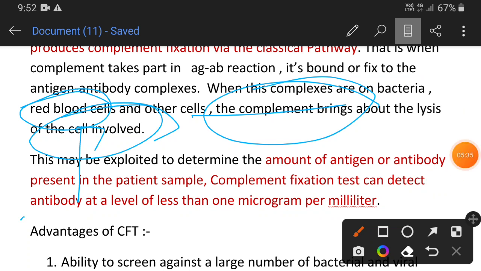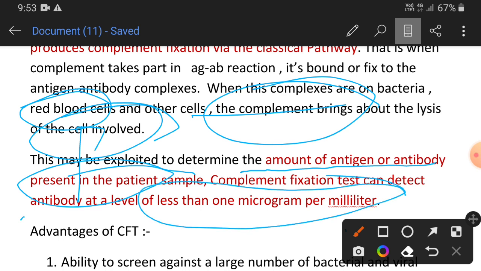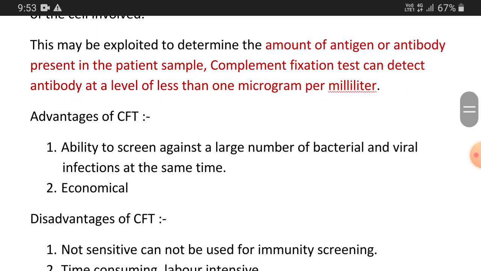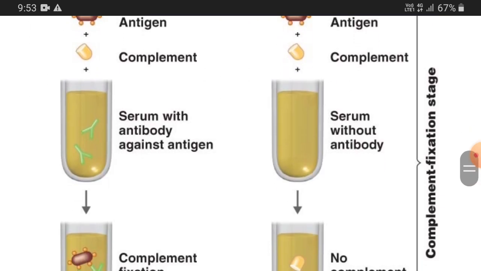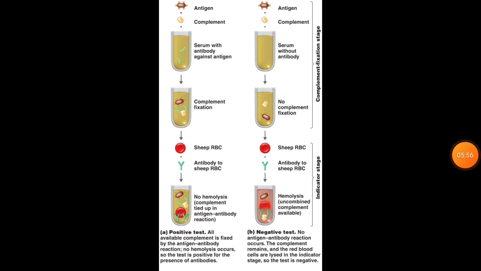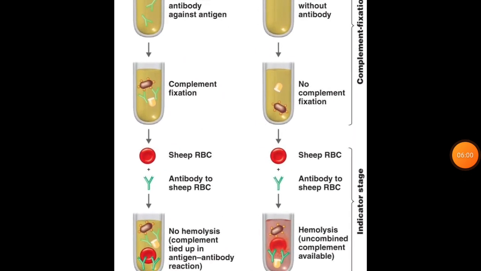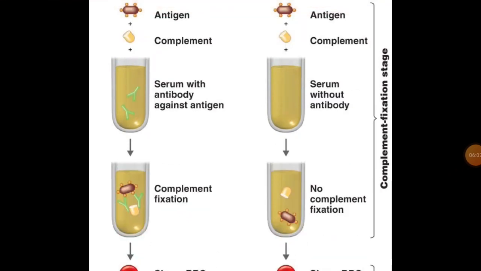We can use this technique that I have told you to determine the amount of antigen or antibody present in the patient sample. And remember that this complement fixation can detect antibody at a level of less than 1 microgram per liter. Okay, so let's see how it can be done with the help of a diagram. I have downloaded this picture from the internet, you can also find it out.